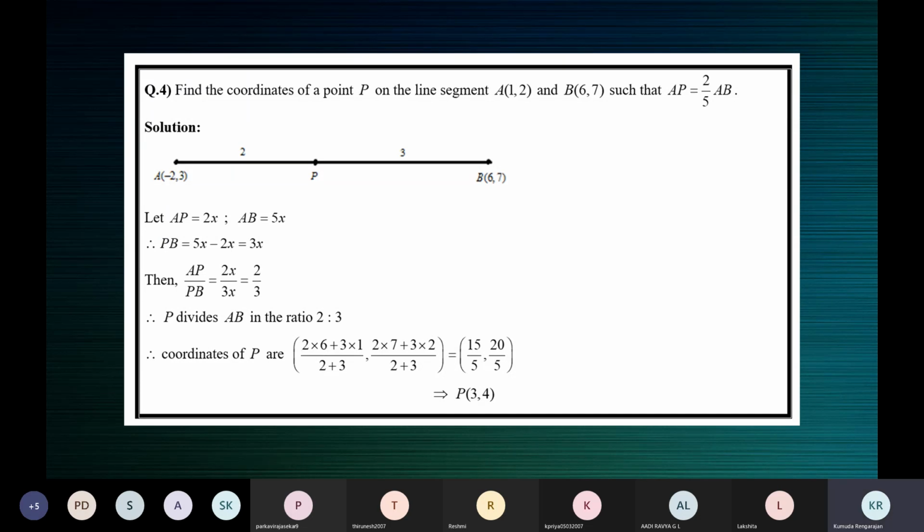We finished this one. This was the last sum which we took up yesterday. So here the important thing is about the ratio.